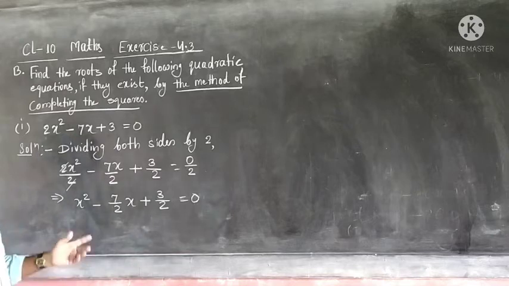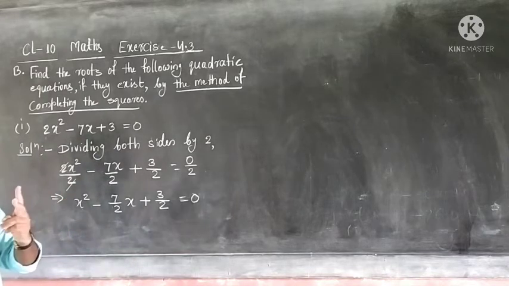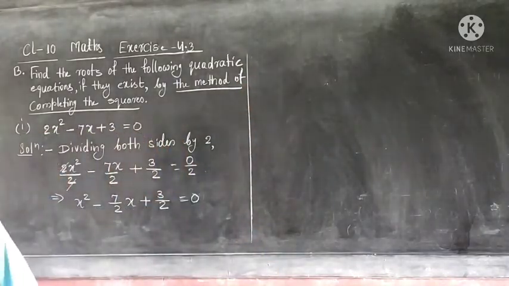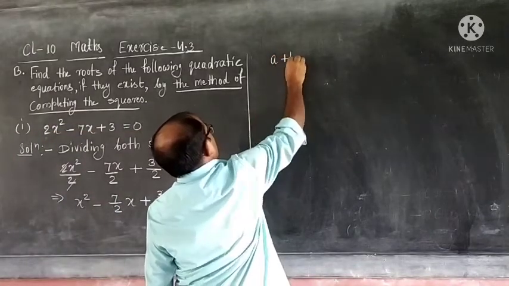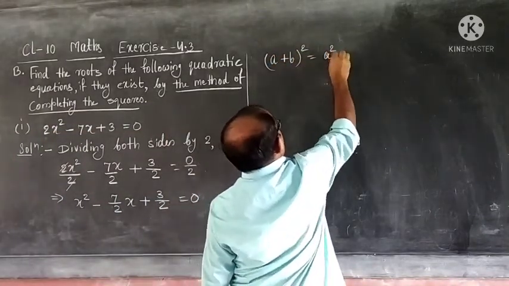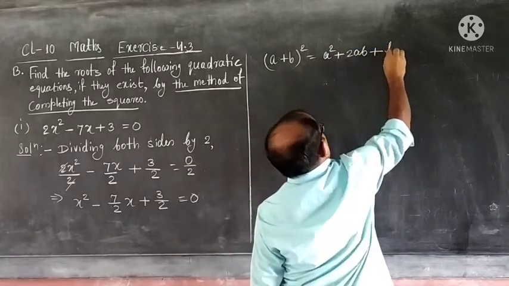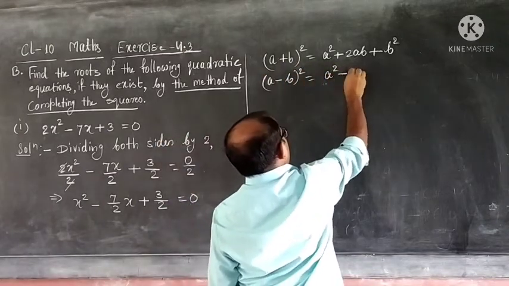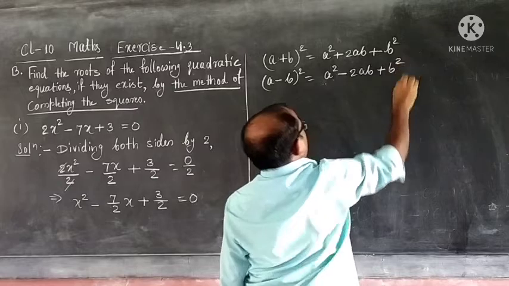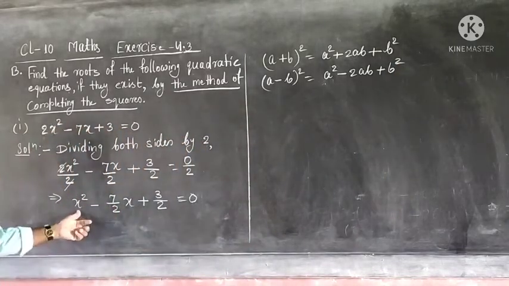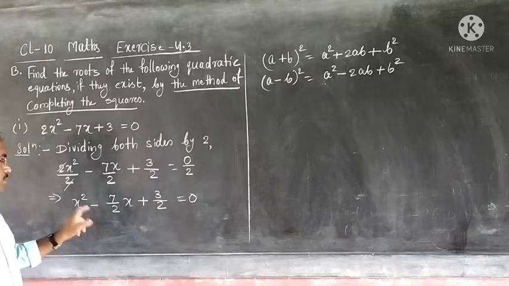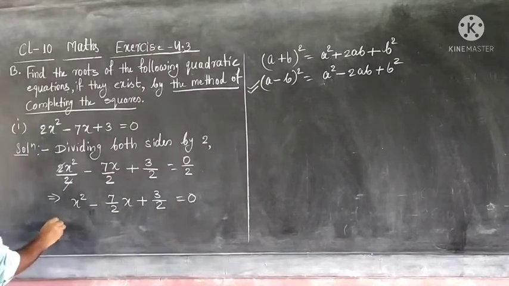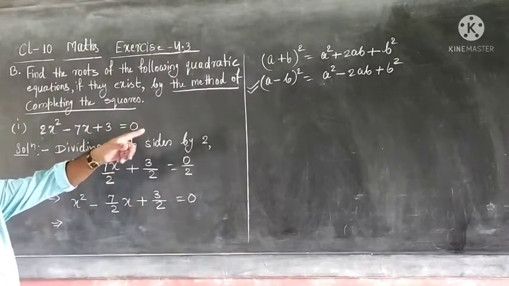Now, let us remind ourselves of 2 identities, very common identities that you have been using. They are a plus b whole square equal to a square plus 2ab plus b square, and one more is a minus b whole square is equal to a square minus 2ab plus b square. The first term is now a perfect square, and the next sign is minus, so we will use the a minus b whole square identity. So, how will we arrange? a square minus 2ab plus b square.